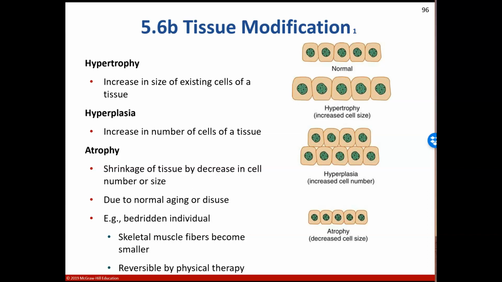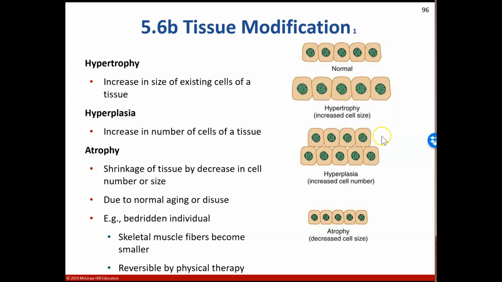Now we need to talk about some tissue modifications that take place. So I wanted to give you an idea of what physically happens to these cells. So here is our normal set of cells. When our cells go through hypertrophy, that means that they are going to increase in actual size. So you probably have heard of this term when it comes to increasing your muscles or muscle size. So we're increasing the actual muscle cell itself.